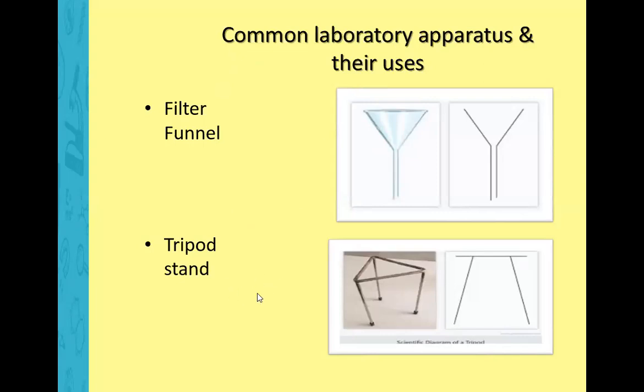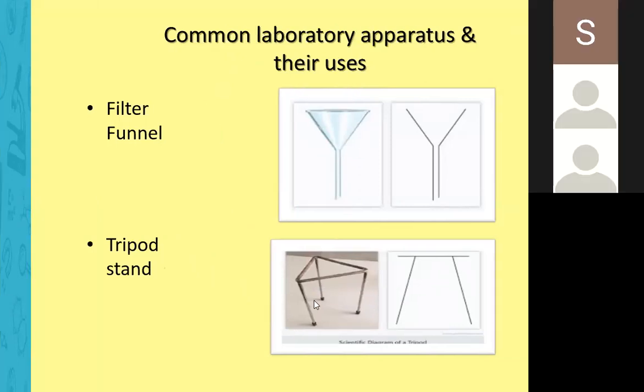Okay, next is the tripod stand. This tripod stand is a laboratory tripod, and it is three-legged. As you can see, it is three-legged. In this picture, you can see it is a three-legged platform used to support flasks and beakers. Tripods are usually made of stainless steel or aluminium and lightly built for portability within the lab.